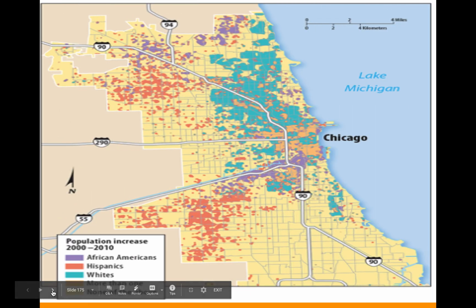Here's a look at the ethnic distribution, and we can see that in the central city, African Americans are disproportionately higher in the central city of Chicago. Then we can also see Hispanics found on the south side and what would be the southwest side.